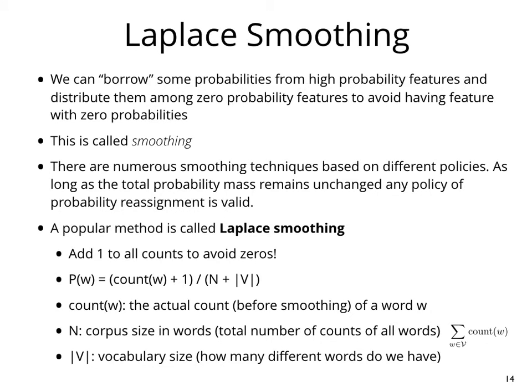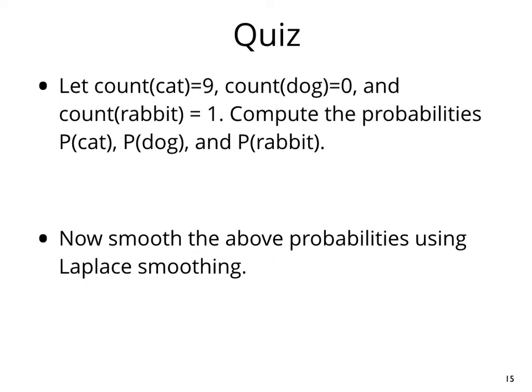So let me give an example of Laplace smoothing. Let's assume that we observed cat 9 times, dog 0 times, and rabbit once. If we compute probabilities, the total will be 9 plus 0 plus 1, which is 10. So the probability of cat will be 9 over 10. The probability of dog will be 0 over 10, which is 0. And the probability of rabbit will be 1 over 10, which is 0.1.